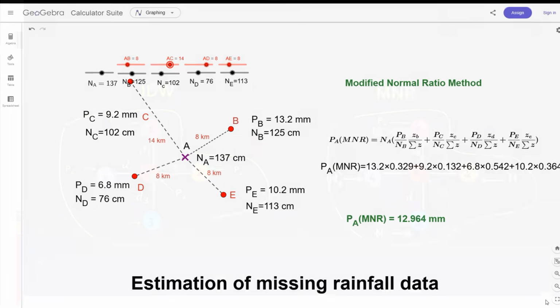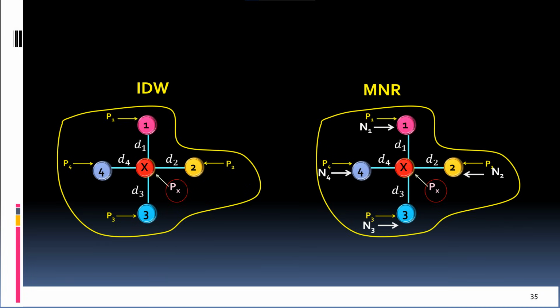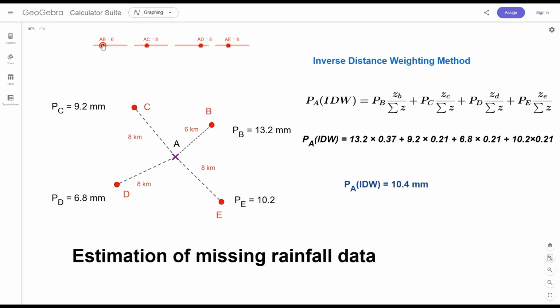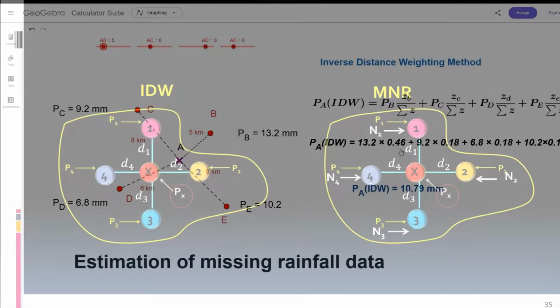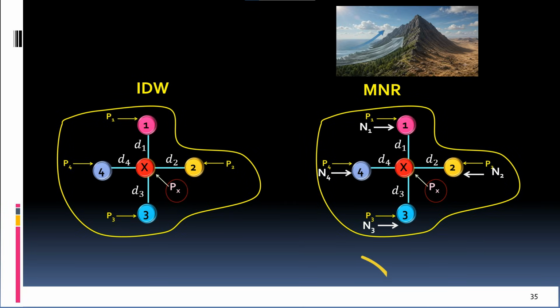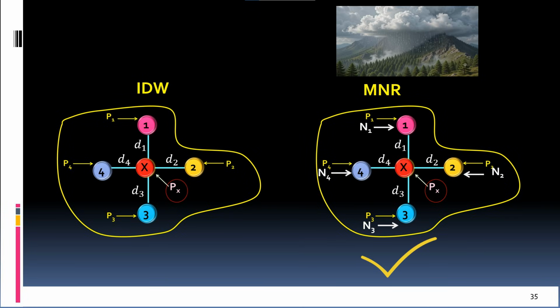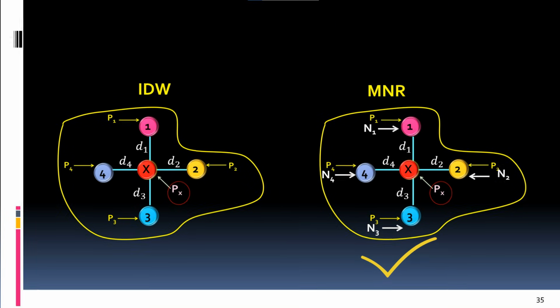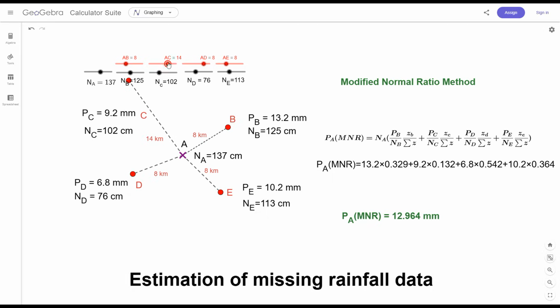Let us summarize. The inverse distance weighting method is better than a plain average because it trusts nearby weather stations more. The closer a station is, the more its data matters. Modified normal ratio is better picked for mountains and uneven ground because it looks at two things: how close the station is and how much rain that area usually gets.